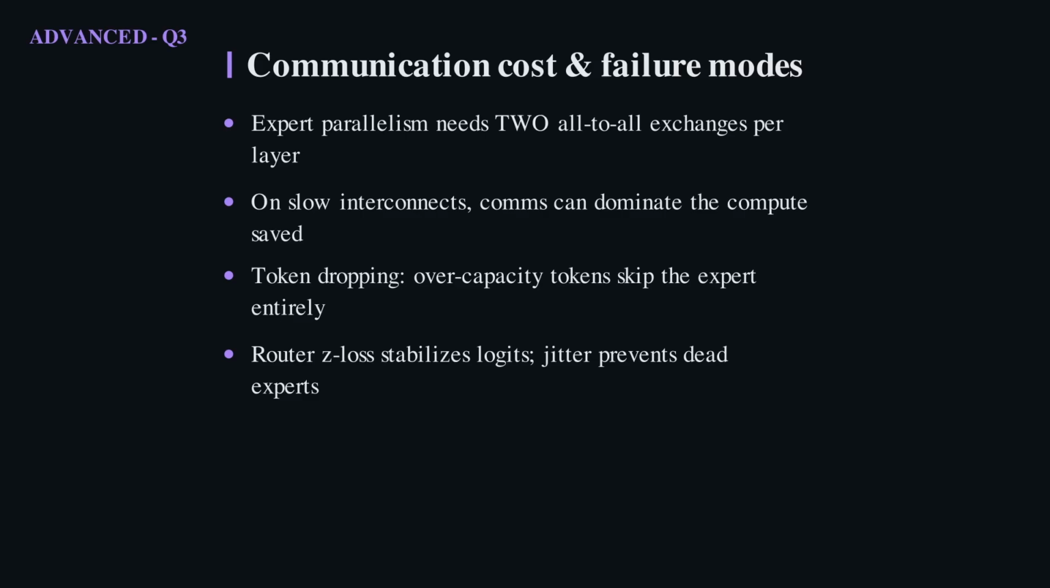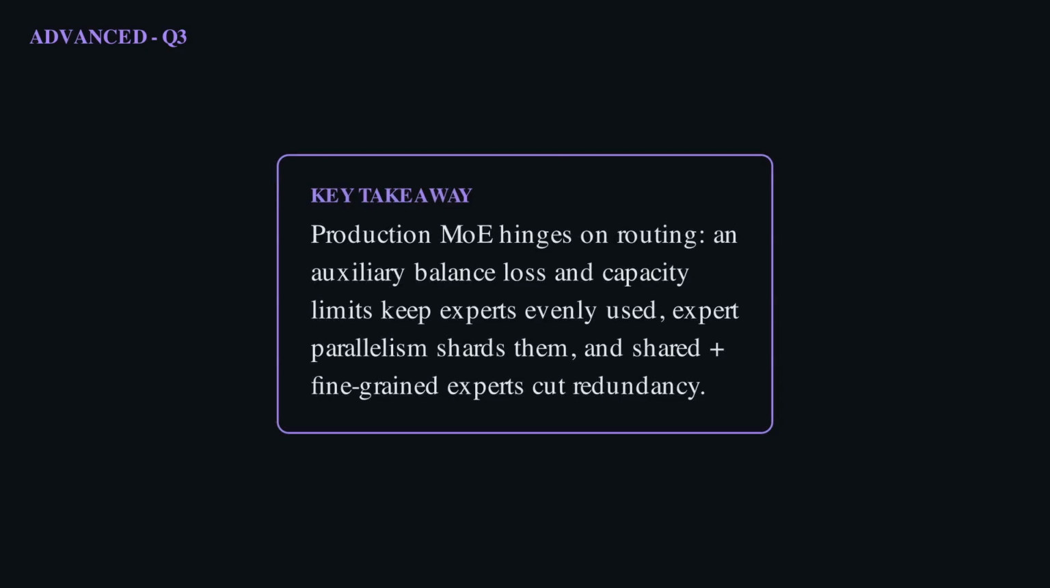Tokens that exceed an expert's capacity are simply dropped, contributing nothing, so capacity factors trade memory against quality. And training adds tricks like a router Z-loss to keep gate logits from exploding, plus noise to stop experts from dying early. Real MoE is as much distributed systems as it is modeling. The model is the easy half, the routing and comms are the hard half. The model is easy, the routing and balance are the real work.